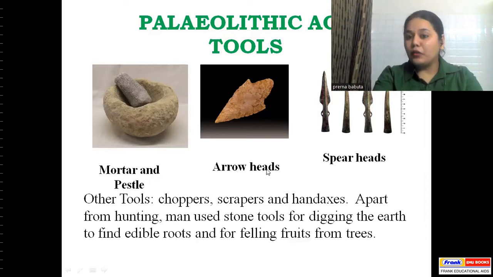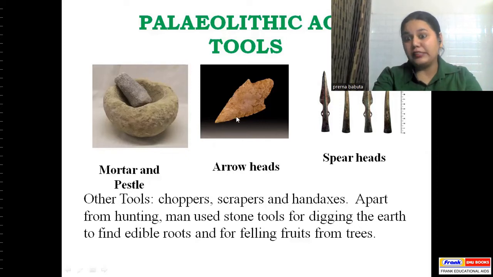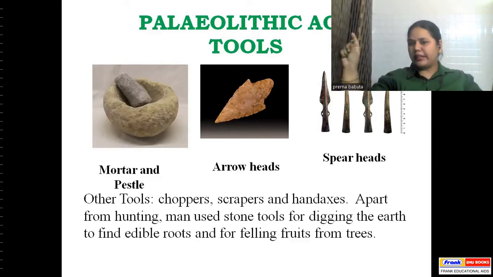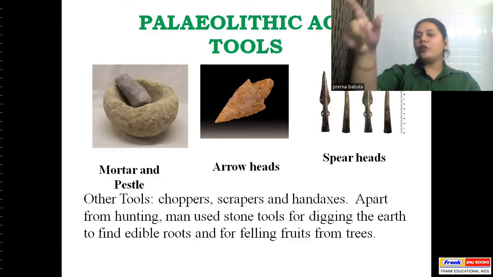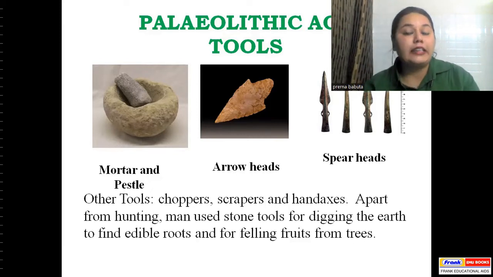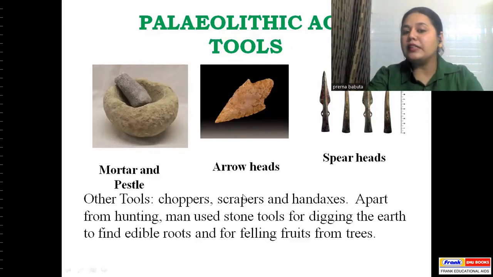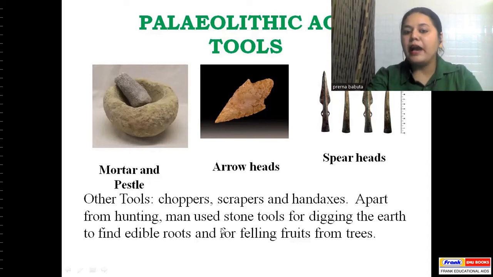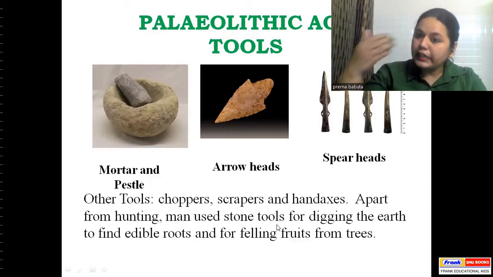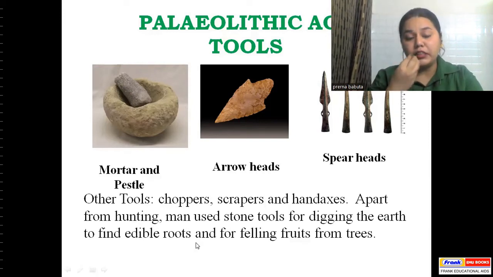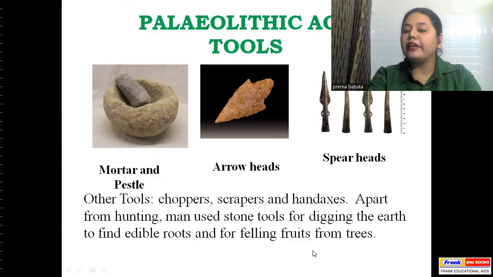Then you have arrowheads, and you can see how sharp this is. And you have the spearhead. A spear, we know, was a long kind of stick. The early man would throw it so that he could attack or hunt the animal. Other tools were choppers, scrapers, and hand axes. Apart from hunting, man used stone tools for digging the earth to find edible roots. Edible means something that can be eaten.